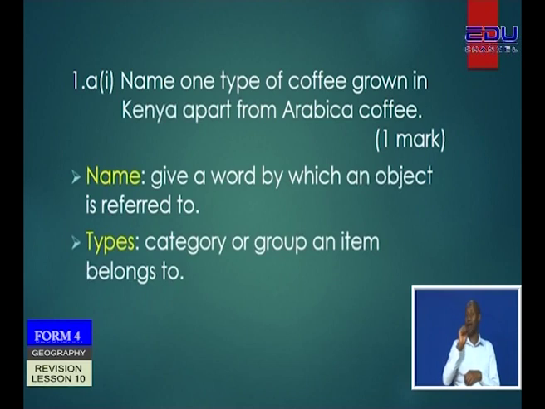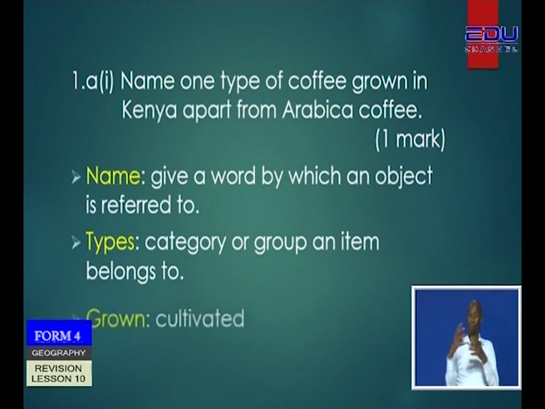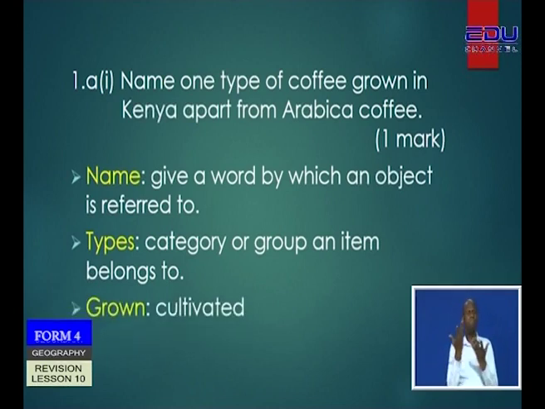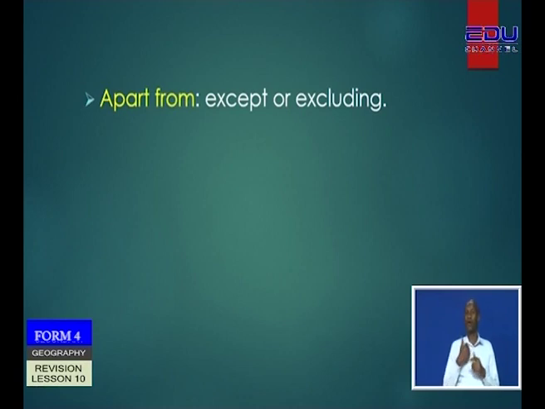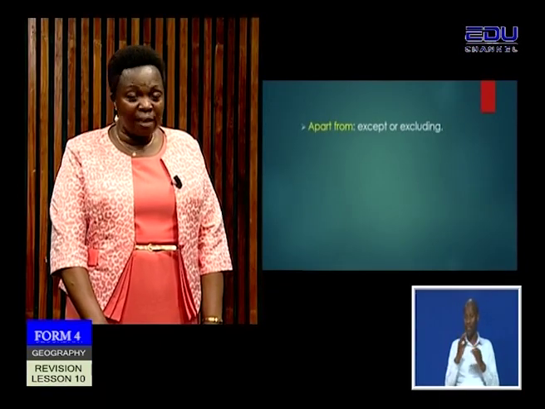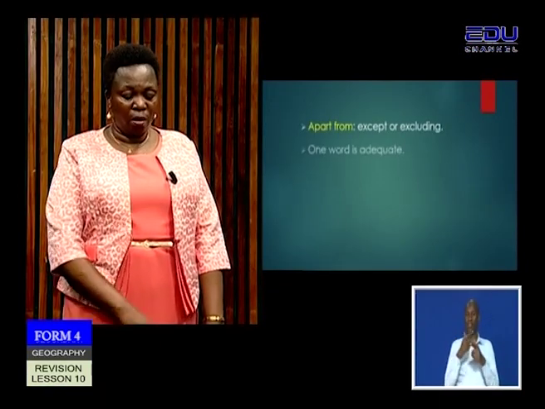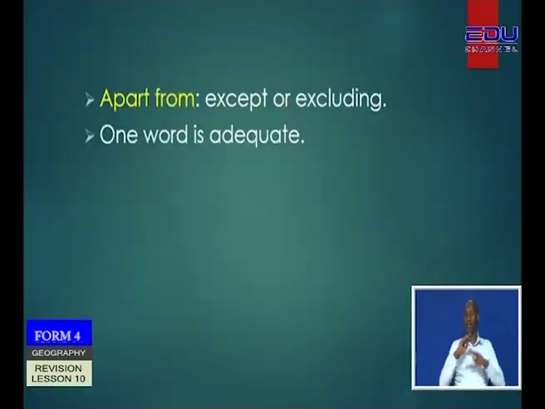The type is the category or group an item belongs to. That is what we mean by a type. And then we have grown. To grow means to simply cultivate, or which type is cultivated apart from Arabica coffee. And then we have that term that is very key, which has been used, apart from, which means except or excluding the type that has been mentioned in the question. So if you put it down as your answer, then you're going to get it wrong. 1 word is adequate for such a question.